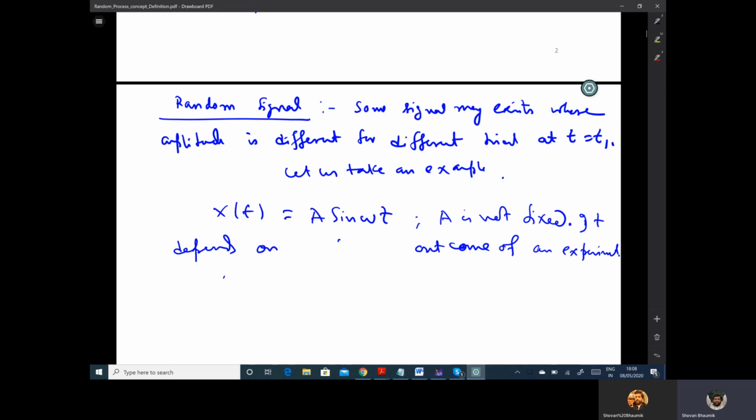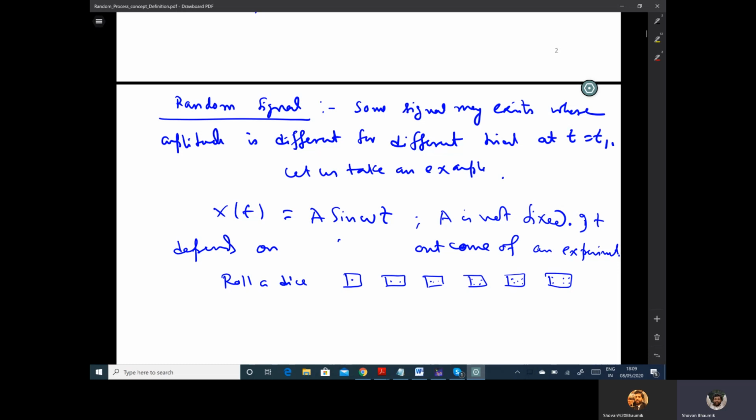Let's say we roll a dice. If we roll a dice, 1 may come, 2 may appear, 3 may appear, 4 may appear, 5 may appear, and 6 may appear. So suppose I roll a dice and then something may appear, and the output of this signal or amplitude A depends on what appears.